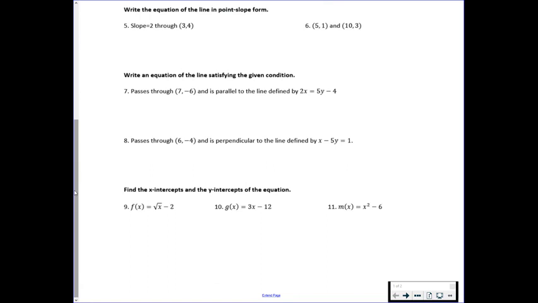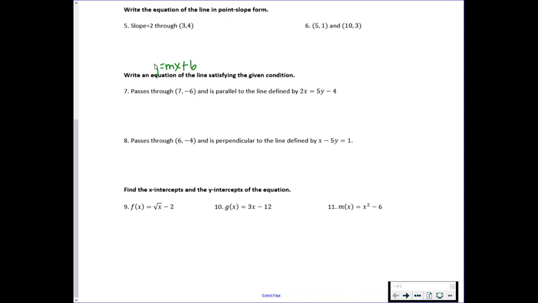Okay, the next question says write an equation of the line satisfying the given condition. When you're writing the equation of a line, just assume that it's y equals mx plus b, right? That's the form of a linear equation. That's what we're used to seeing. So if I don't tell you what form to write it in, just assume it's y equals mx plus b.